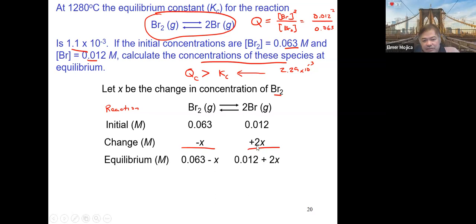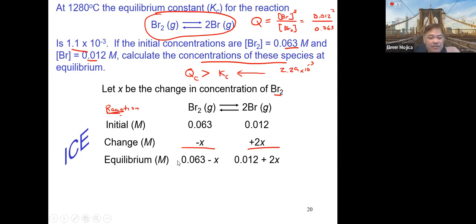Yun yung difference ng ano dito. So ito, sum lang to ng initial tsaka change. Same thing with this one. And what you're going to do, okay, this is what we call the ICE table. But here in the US, I call it the RICE table because I'm Asian. So yung R na naglagay dito, okay, for reaction. And this is very useful in establishing the system that you have.